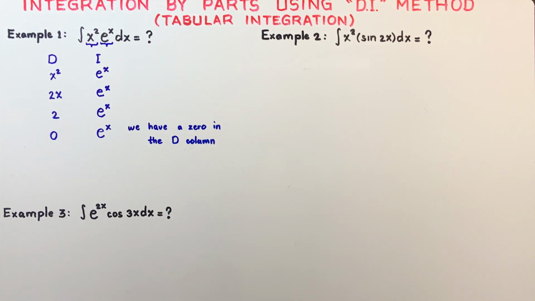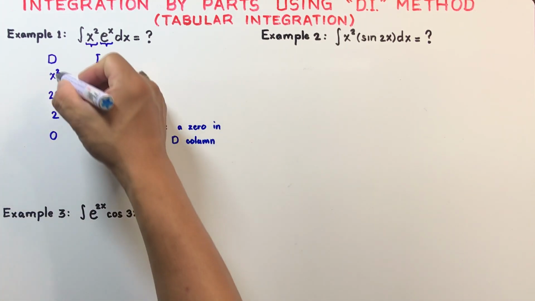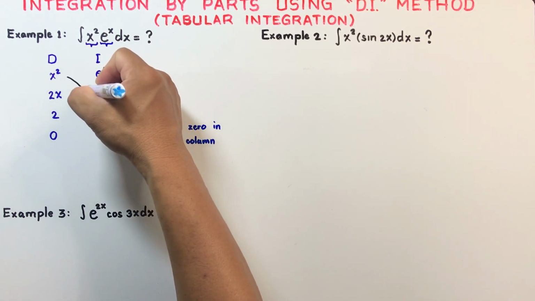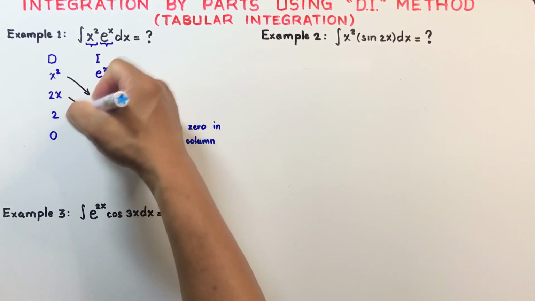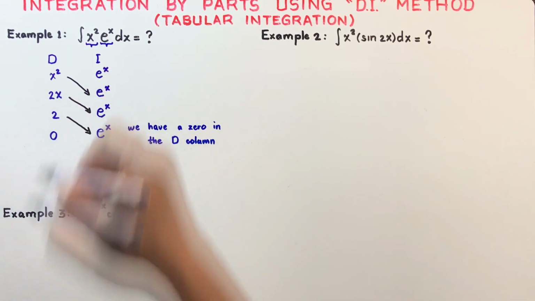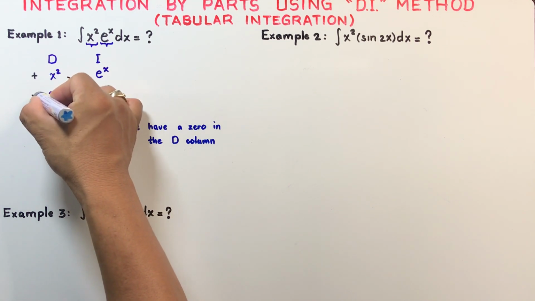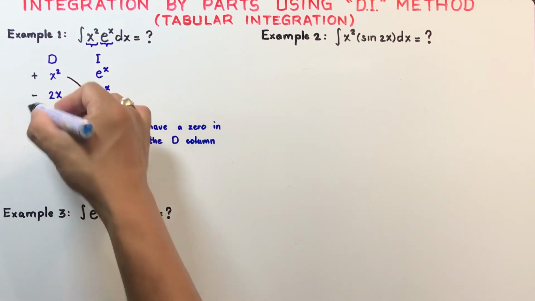And then we multiply the first term here by the second term in the I column. So here we multiply there, and so with this, and so with this one. But the signs here are alternating. This is positive, negative, positive, and so on.